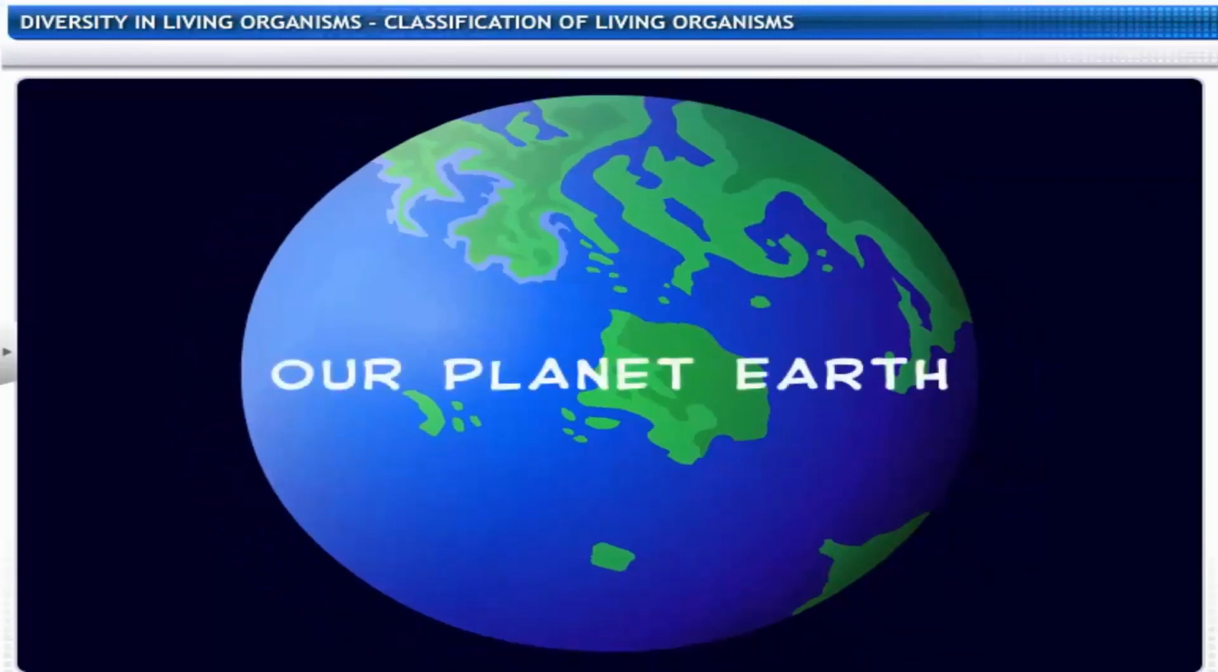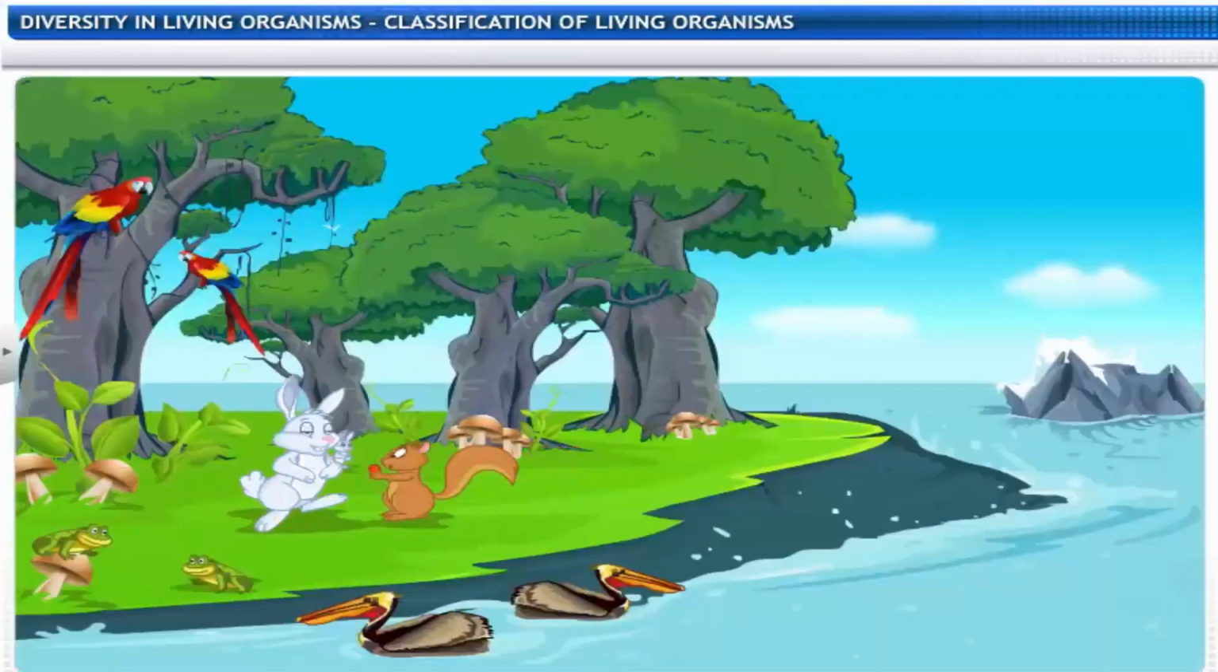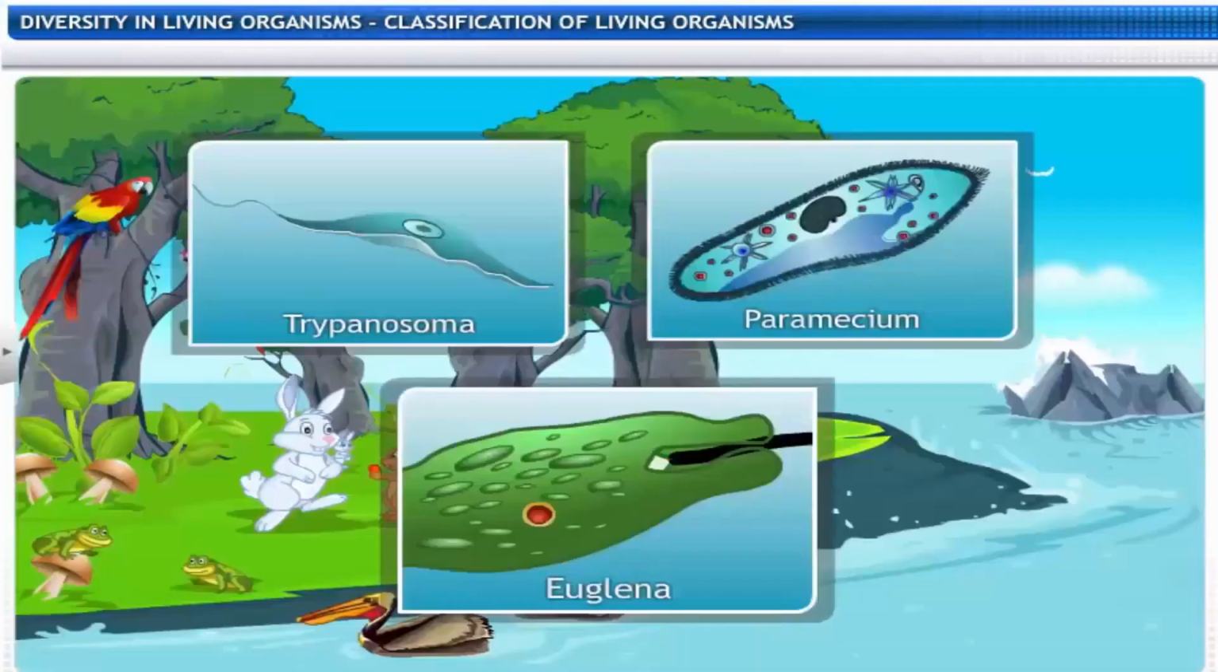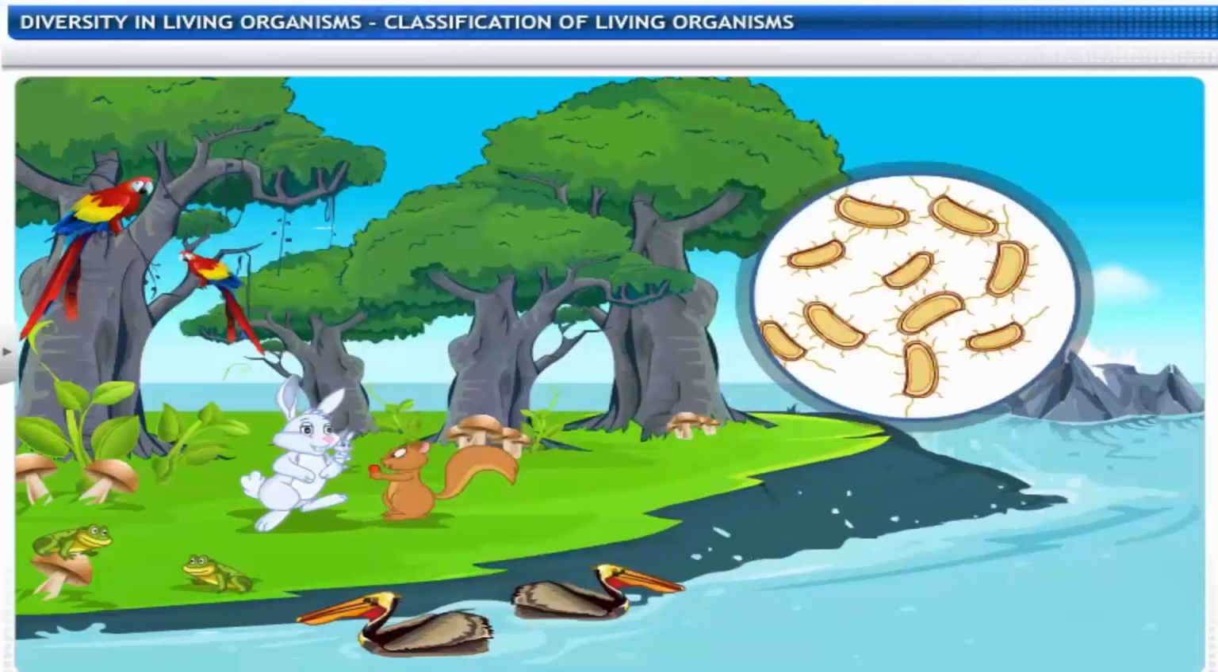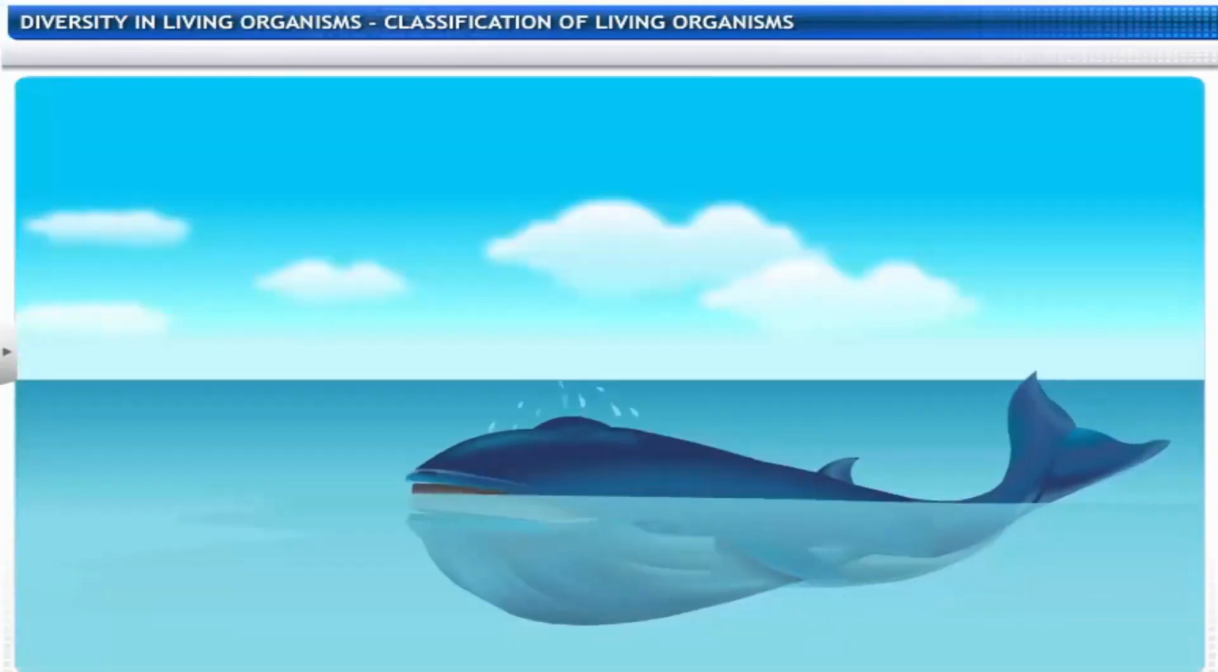Our planet Earth, the home to diverse forms of life, animals, plants, fungi, microorganisms, and much more. 30 million species inhabit the biosphere, ranging from microscopic bacteria to blue whales.